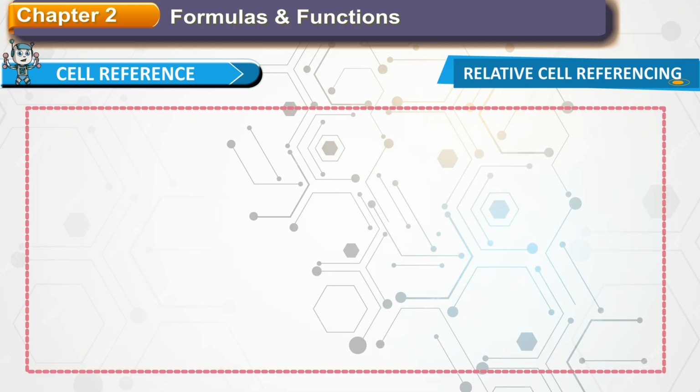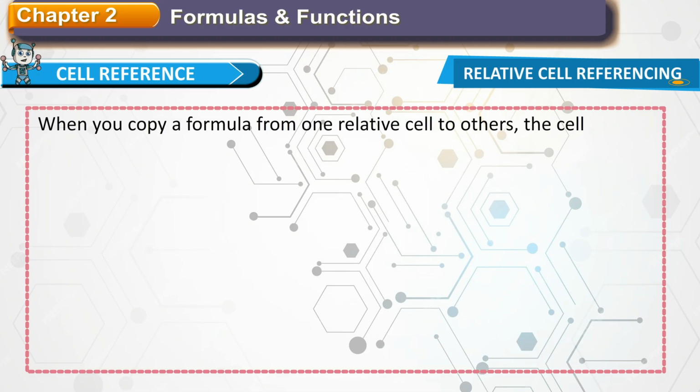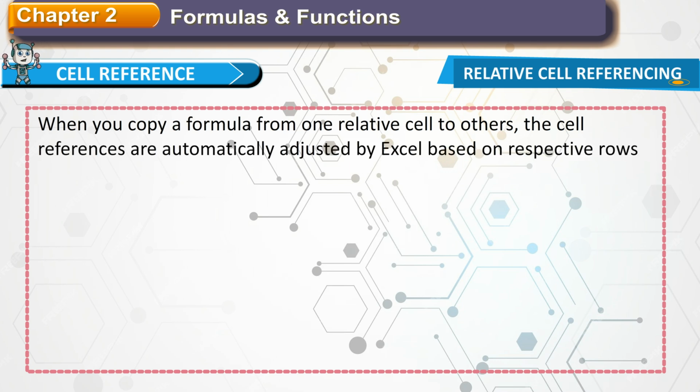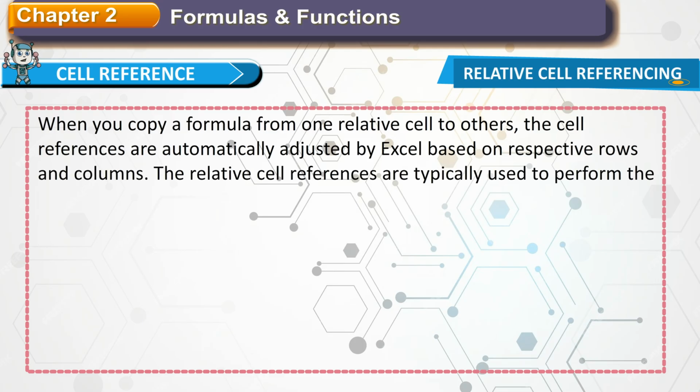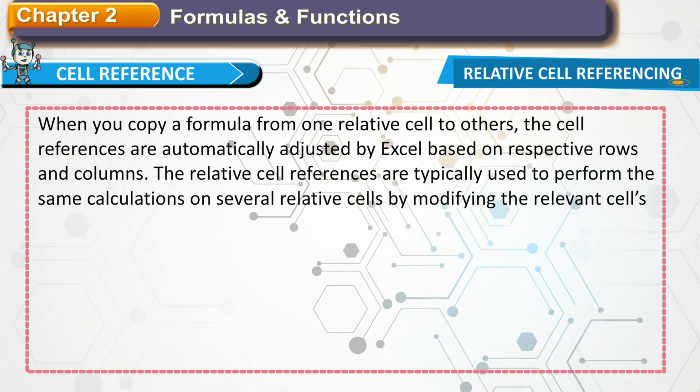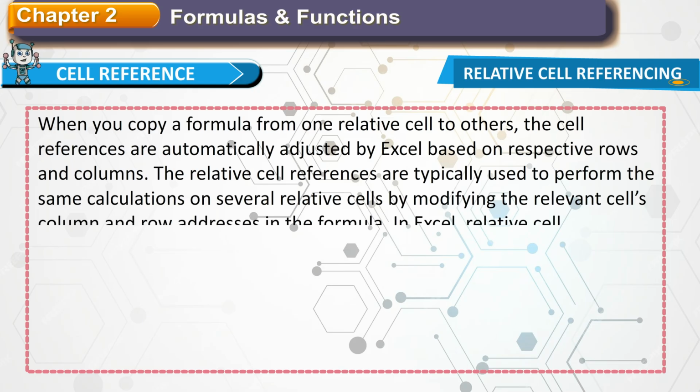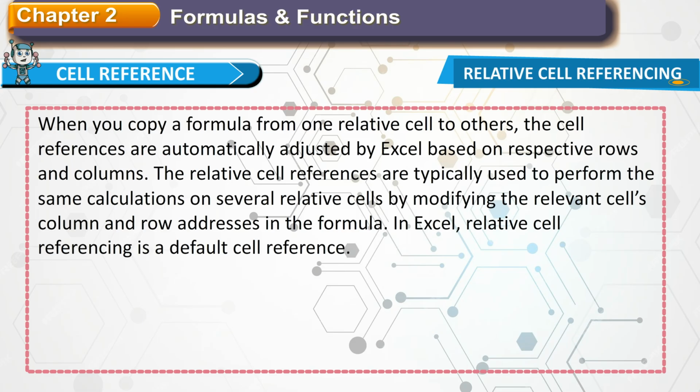Relative cell referencing. When you copy a formula from one cell to others, the cell references are automatically adjusted by Excel based on respective rows and columns. The relative cell references are typically used to perform the same calculations on several cells by modifying the relevant cells' column and row addresses in the formula. In Excel, relative cell referencing is the default cell reference.